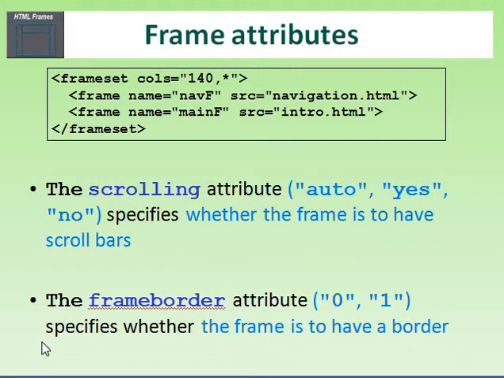Then we can also specify another attribute called frameborder. This attribute is used for specifying whether the frame is to have a border. It can take values 0 or 1. If you mention 0, no border will appear. If you specify 1, the border of the frame is visible.